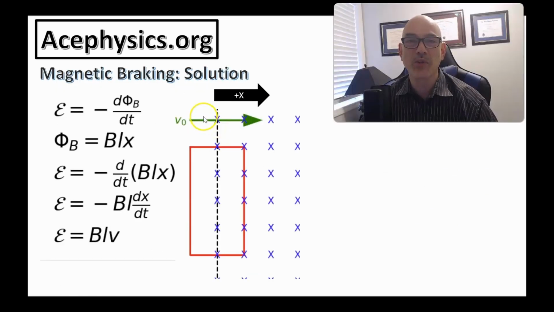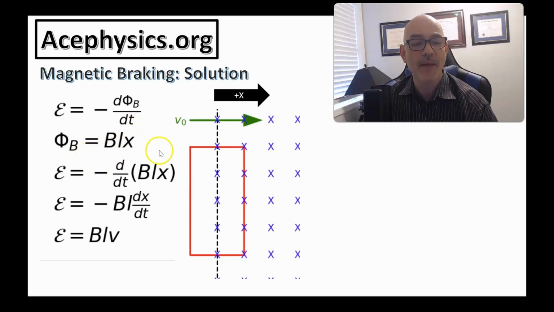Let's look at the solution to this problem. Faraday's law tells us that if flux changes over time, an EMF will be produced, which will drive current in the circuit. Flux is equal to B times A. For this problem, the area of the loop that's in the magnetic field is equal to L, the length of the loop, multiplied by X, where X is the width of the loop that's in the magnetic field. X is the distance from this dotted line to the edge of the loop. Flux is equal to B times A, and that's B times L times X.